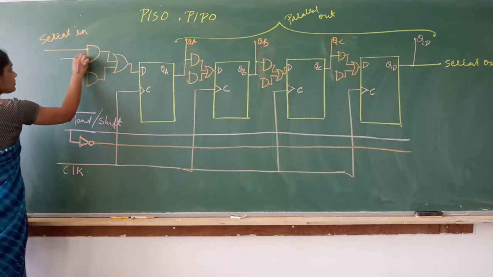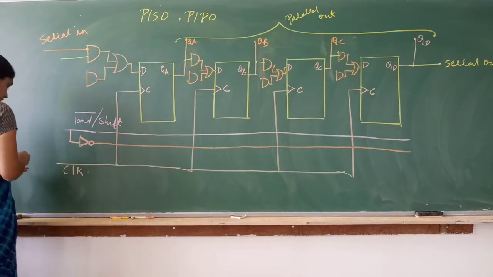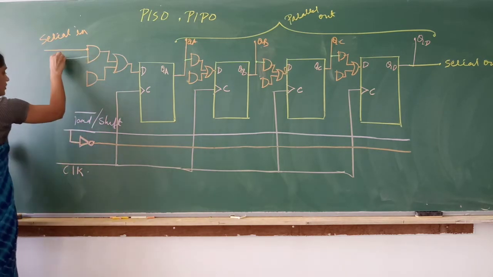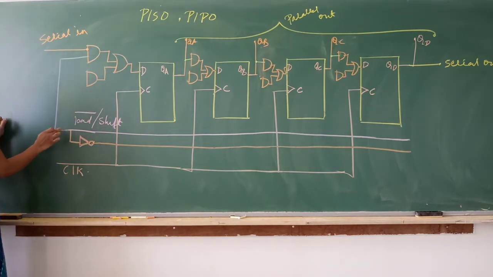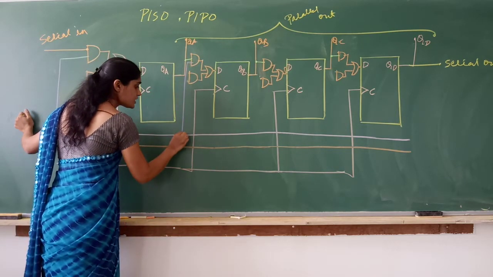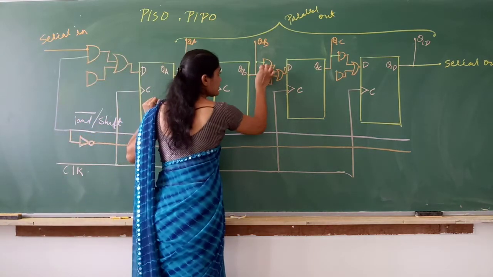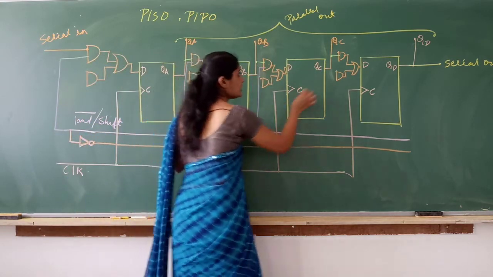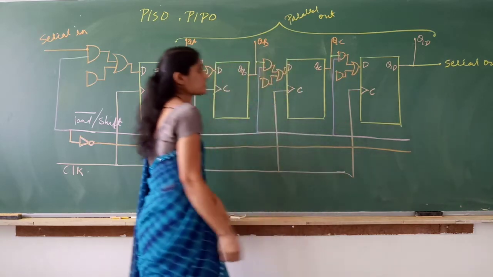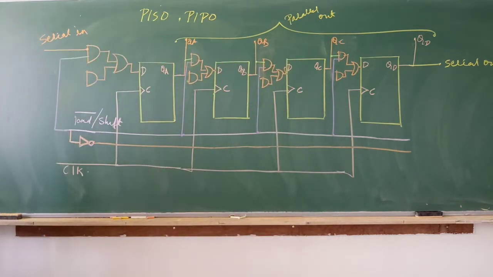And one more input, I'll use another color. One more input from the load bar shift line. So one more input from where? From load bar shift. One more input for all the AND gates, for all flip-flops. The first AND gate, it is from load bar shift. Is it clear?